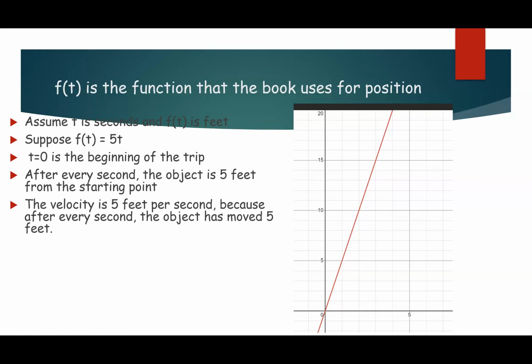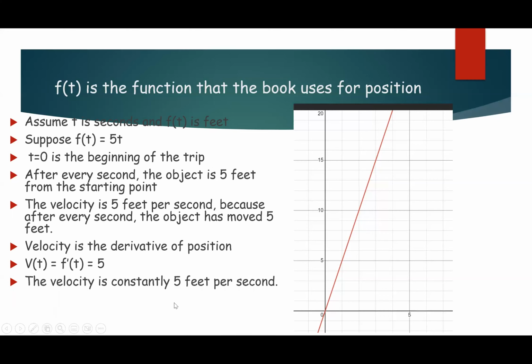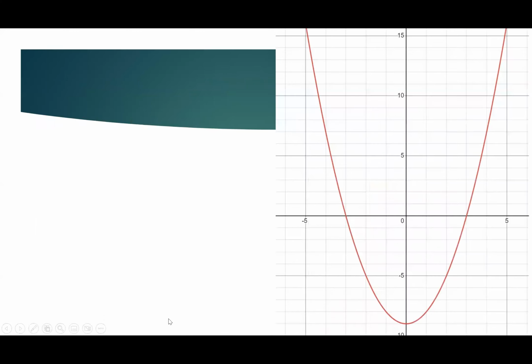So we would say the velocity is 5 feet per second because after every second, the object has moved 5 feet. And velocity is a rate of change of position. So it's also the derivative of position, because a derivative is a rate of change or a slope. So we say that the velocity function is equal to f prime of t. Since f of t is 5t, velocity, or v of t, is 5. So the velocity is constantly 5 feet per second because it's the slope of a line, it doesn't change.